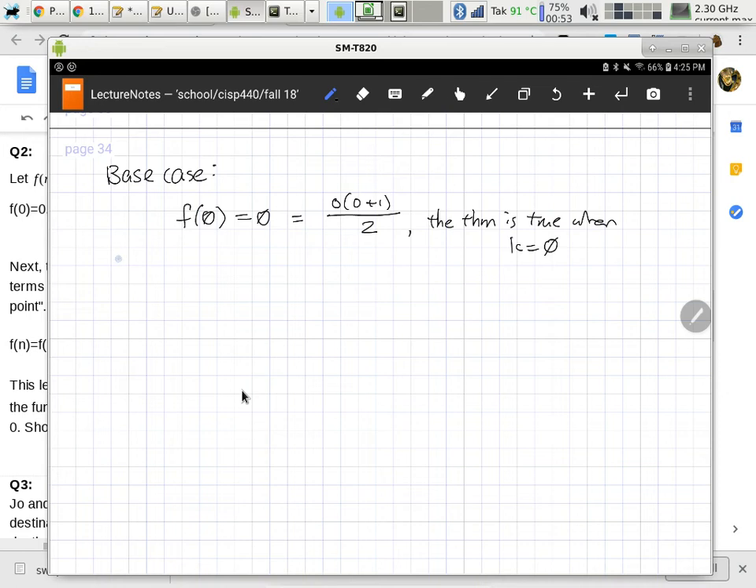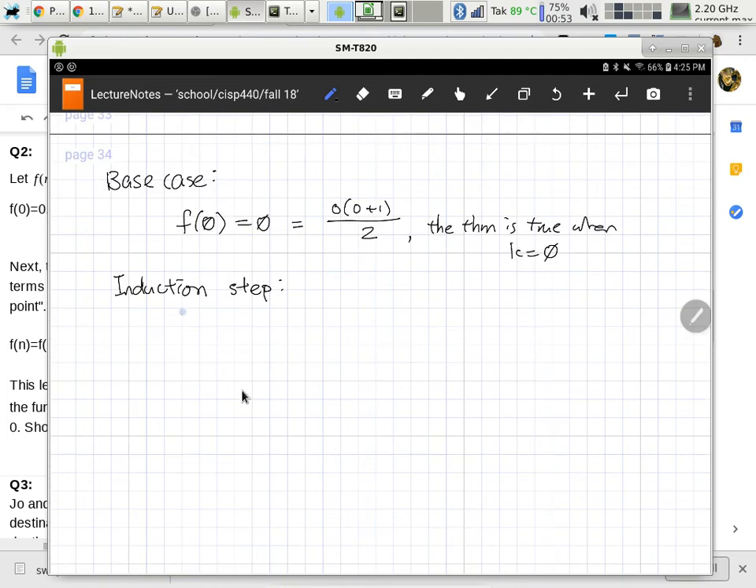So once the base case is done, then we have the induction step. There are two distinct phases to proof by induction. The second one is the induction step. The induction step starts with an assumption. So it basically starts with an assumption of: assume the theorem is true when k equals a particular number. Okay?